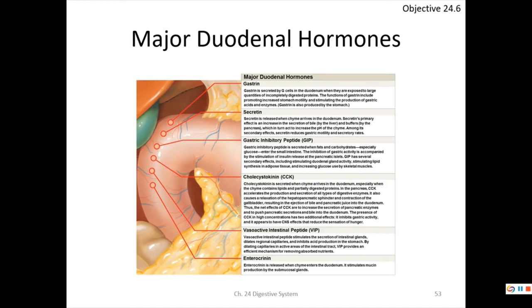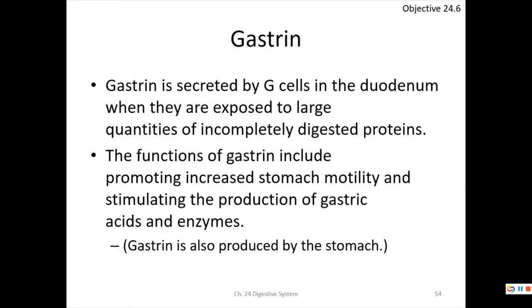They are hormones. They go into the bloodstream and they go to the stomach and to other organs to impact them. Now, let's start with the chemical gastrin first. Gastrin is the first one on our list, so let's start with gastrin.